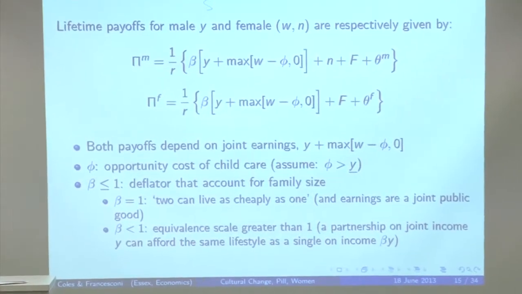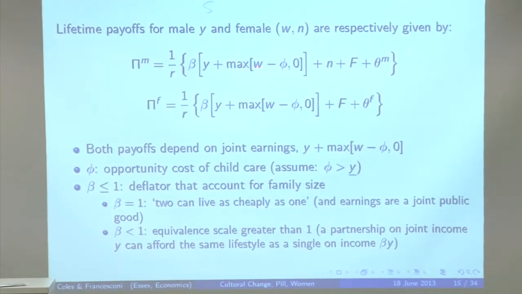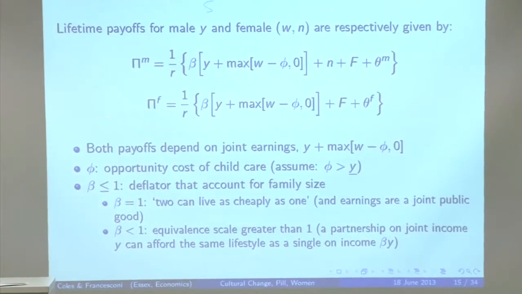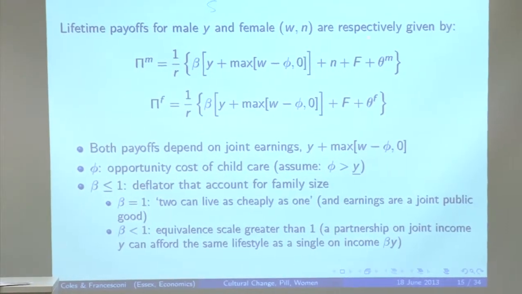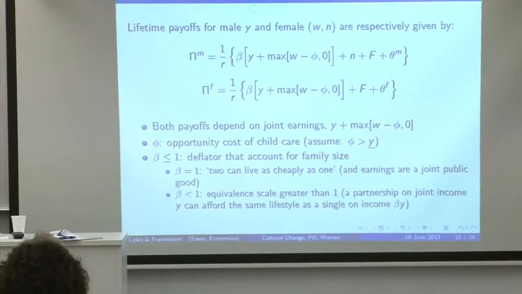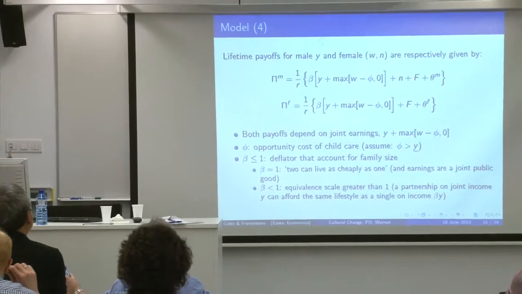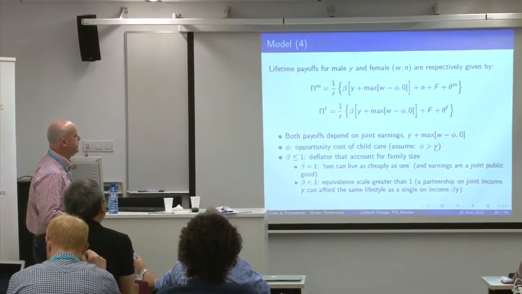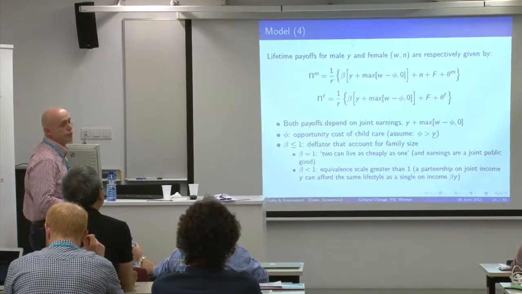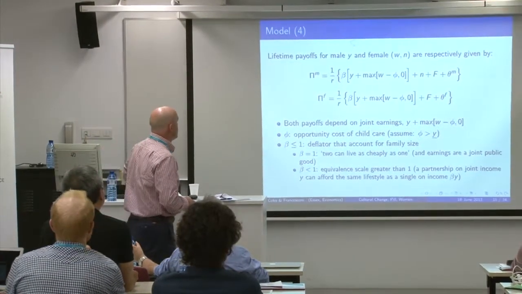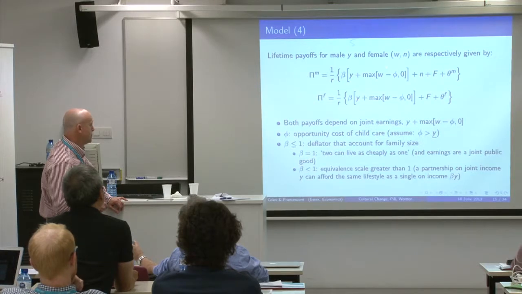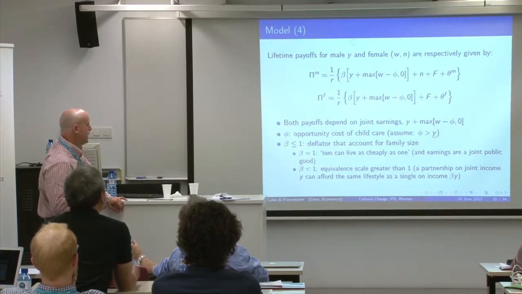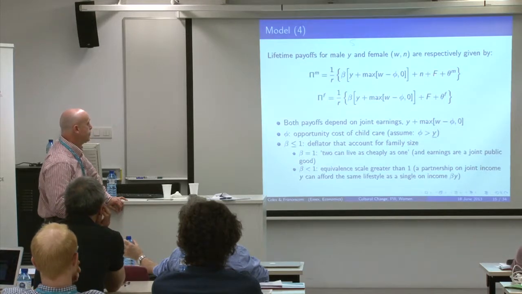Now, besides this, the payoff of a man depends on the attractiveness of the woman he's matched with, the flow of payoff to forming a family, F, and a love match. The same thing happens for the woman. Of course, in her case, there is only one characteristic that she's looking at from the man's side, which is Y. All the rest is pretty much the same. And F is assumed to be the same for both men and women.